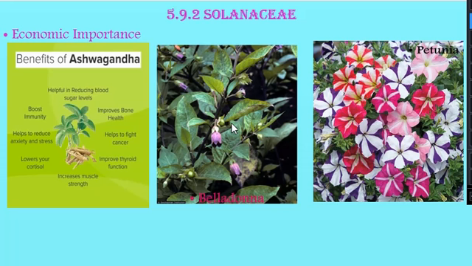Whereas another plant, that is belladonna, there are 2 chemicals isolated from this plant. One is scopolamine, another one is atropine. The chemical scopolamine is used in medicines that are helpful in controlling the heart rate and relaxing the muscles, whereas atropine is a chemical used to prepare some medicines. Those medicines are helpful to dilate the eyes.